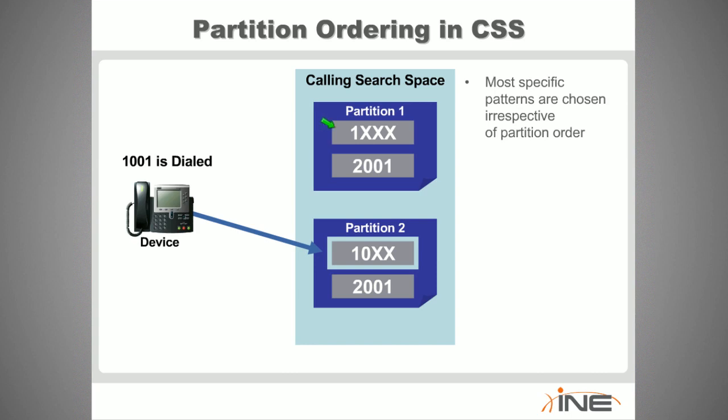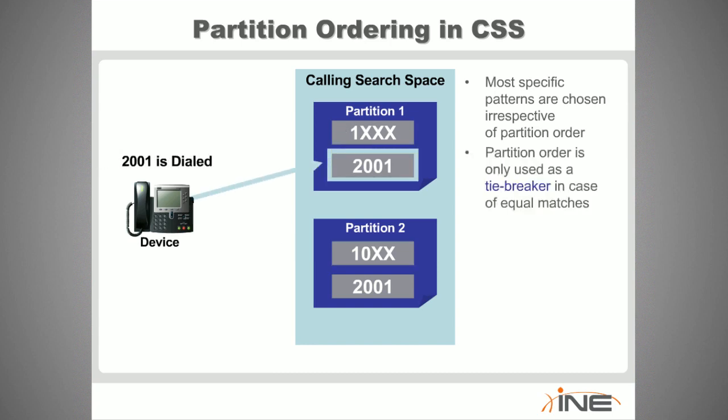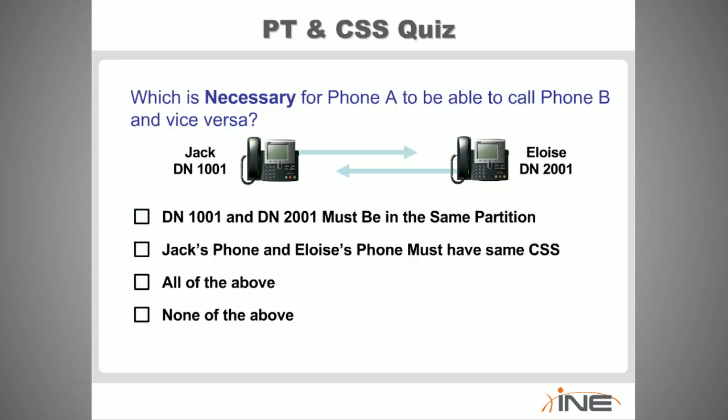In the last slide, just go back, we did have 1XXX, which would match 1001, but 10XX is a little bit longer. There's only 100 potential matches here. Here there are 1,000 potential matches. Okay, so 2001 is equally as specific here and here. Now, when there is an equal match, that's when partition order comes into play. This is going to be an extremely important concept when we talk in just a moment about something called the line device approach.